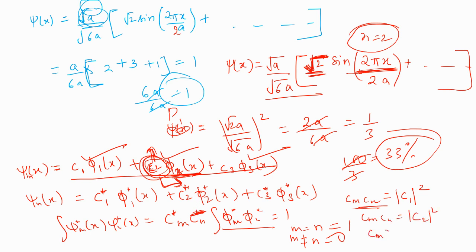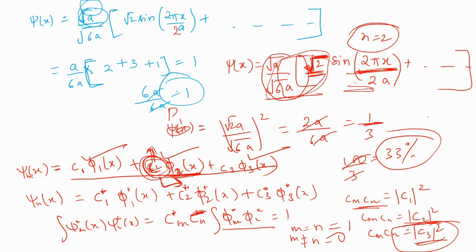If m is equal to n is equal to 3, then it is c3 square. So you are asked in this question this c2 square. In the same way, c2 is what? C2 is this value, right? The coefficient that is written before it. So this value is 1 by 3, it came 1 by 3, and you are asked to find out the percent. So 100 upon 3 is equal to 33%. Clear, everyone?